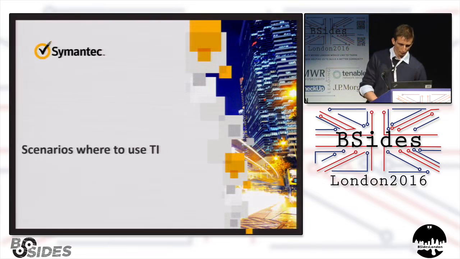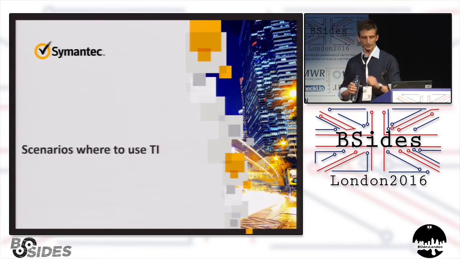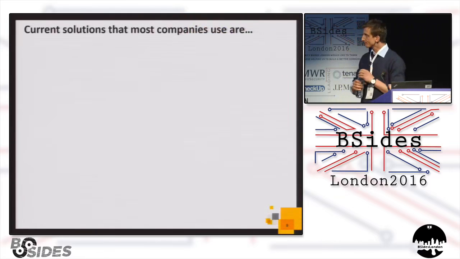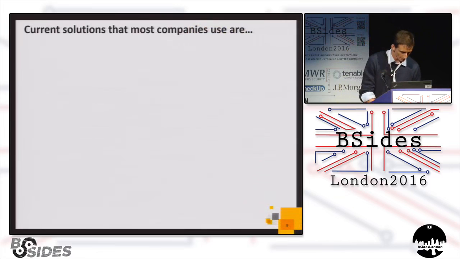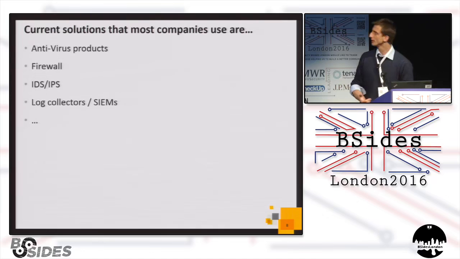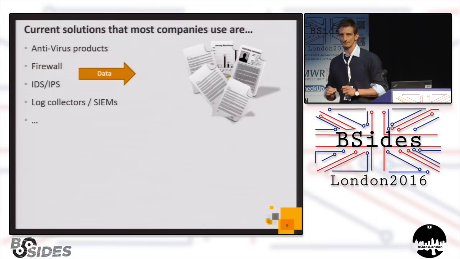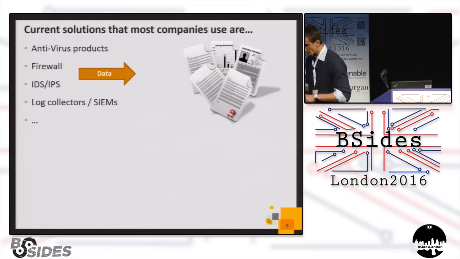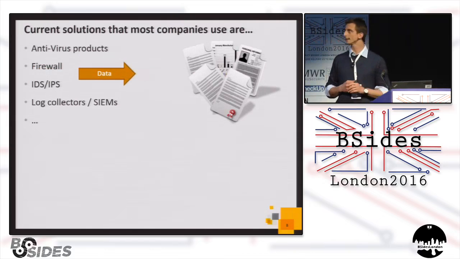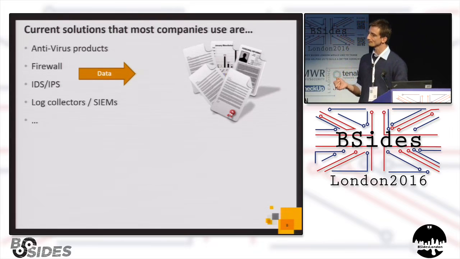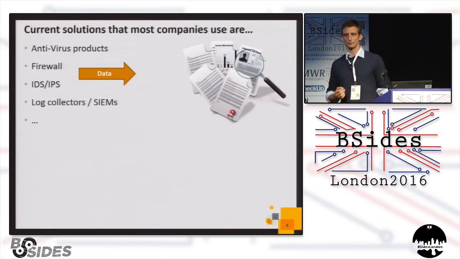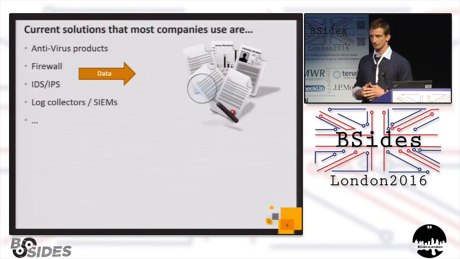So let's have a look at a few scenarios on where we can actually use threat intelligence. The current solution that most companies are using are the AVs, the firewalls, IDS, log collectors, whatever. They work fine, but this is actually just data. We can create AV signatures, we can do everything we want with that, but let's suppose that we have our internal data and we can also grab external data from external sources. If we can merge together the information, if we can link it together, that's what threat intelligence is.